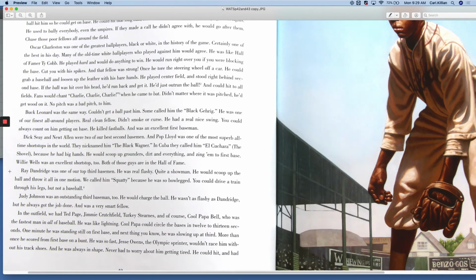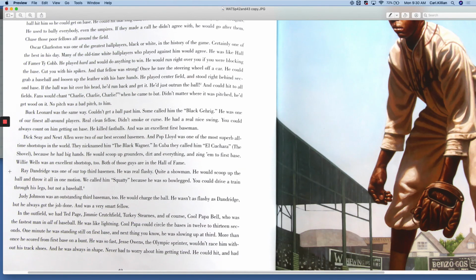In the outfield, we had Ted Page, Jimmy Crutchfield, Turkey Stearns, and of course, Cool Papa Bell, who was the fastest man in all of baseball. He was like lightning. Cool Papa could circle the bases in 12 to 13 seconds. One minute, he was standing still on first base, and next thing you know, he was slowing up on third. More than once, he scored from first base on a bunt.